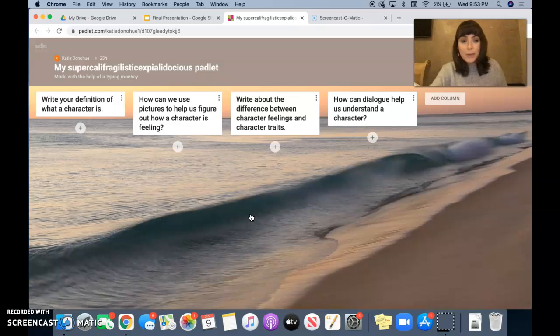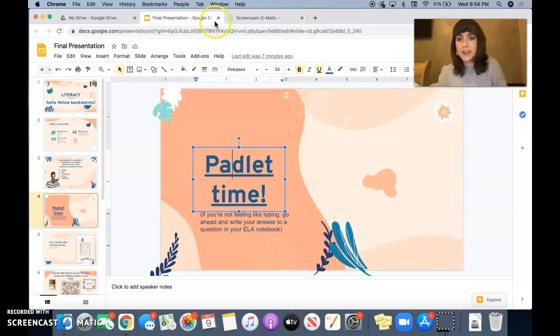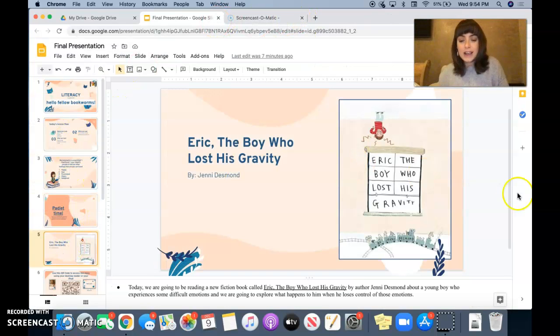And then after they complete this, I will say, today we are going to be reading a new fiction story called Eric, the Boy Who Lost His Gravity, by author Jenny Desmond, about a young boy who experiences some difficult emotions. And we are going to explore what happens to him when he loses control of those emotions. So, by now, we are done with this. And we are going to be looking at this.